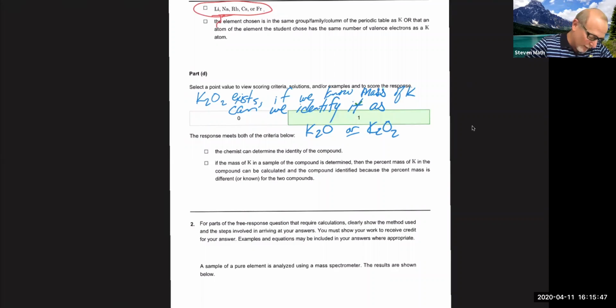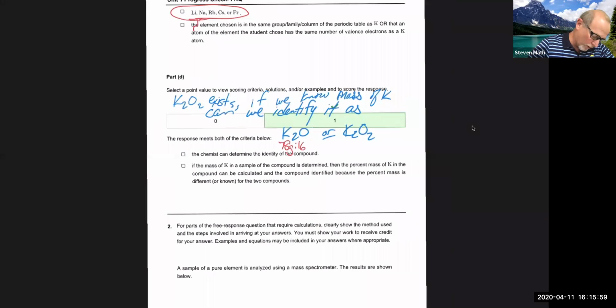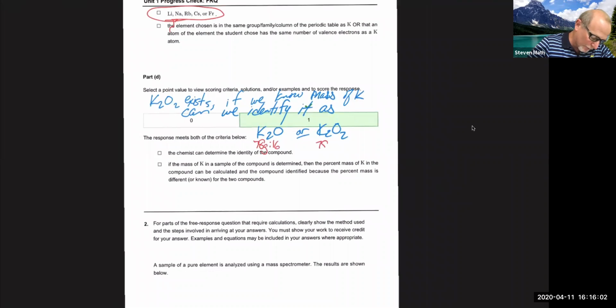So in this case, potassium's mass is 39 times 2. So we would have 78 grams for every 16 grams. Or if we were to have the peroxide, it would be 78 grams for every 32 grams. And we could reduce those down. So yes, by knowing the mass of it and following the law of definite composition, or definite proportions, we could determine the mass of this. Okay, so that's the first question.